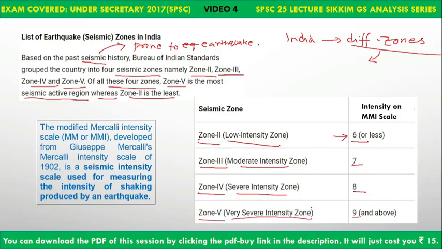Means there are very high chances that an earthquake will come and it will cause serious damage to the lives and properties of people. Okay. So India is divided into these 4 zones as per its geographical location and as per the intensity of the earthquake's vibration or the shaking caused by it.